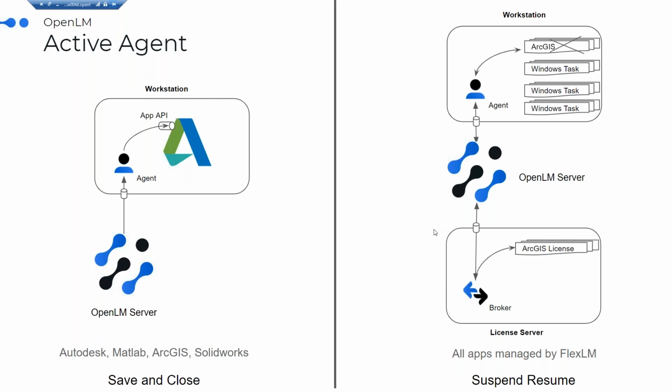So once the user wants to use it again, you simply click a button. The broker checks if there's a license available, and if it is, the agent will unfreeze the process, will unfreeze the application. That means you will suspend, you not save and close, you will just suspend the current session. Other people will use the license currently, and once he needs it, the current session will be unfrozen and he can keep working.